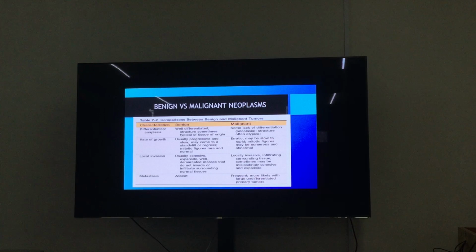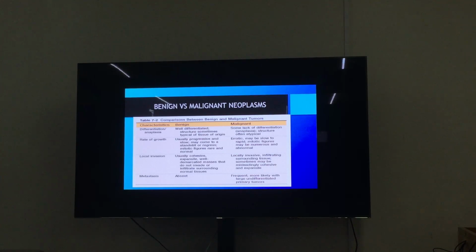A local invasion, usually cohesive, expansile, well-demarcated masses that do not invade or infiltrate the surrounding normal tissues. Okay? Cohesive, usually well-demarcated yung benign. Example, thyroid adenoma. Okay? Remember the thyroid adenoma, you have clusters or closely packed thyrocytes or follicular cells but with intact capsule. Yung malignant counterpart niya, follicular carcinoma, you can see what? Invasion to the fibrous capsule.